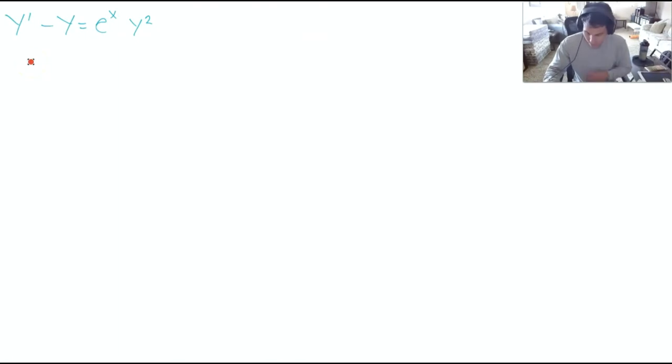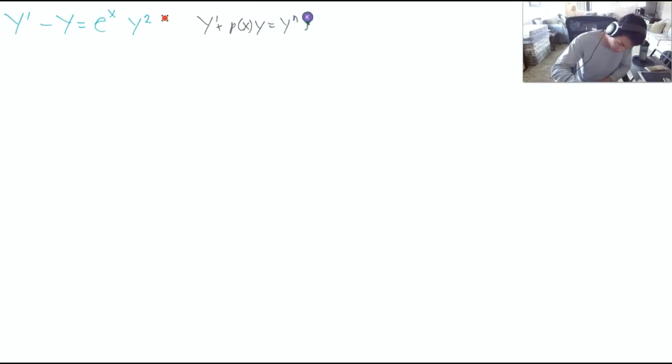Okay, and you're going to notice that this equation is very similar to the last equation, except this one has this. So the general form of this is going to be y prime plus p of x times y is equal to y to some degree n times f of x.